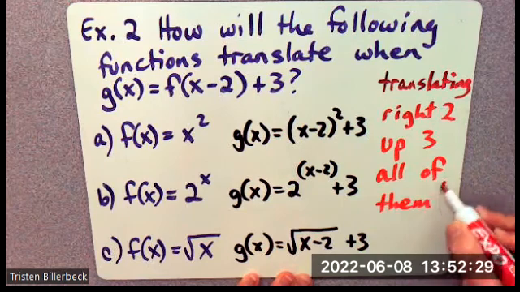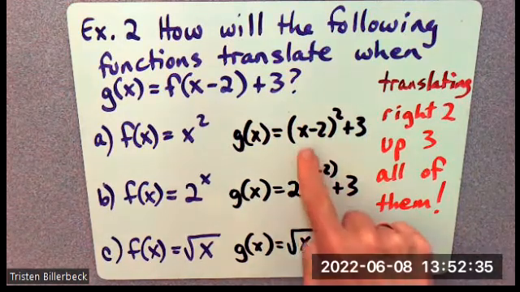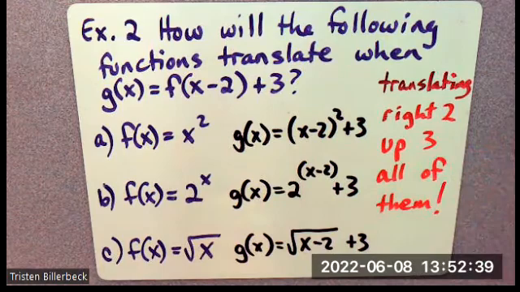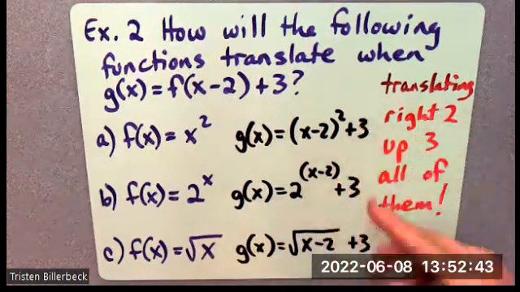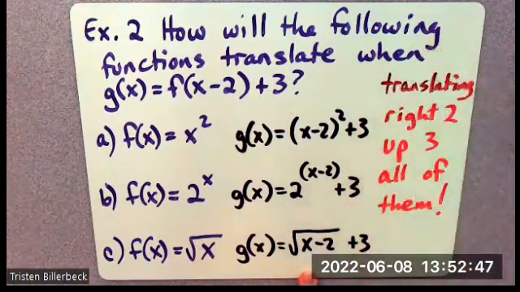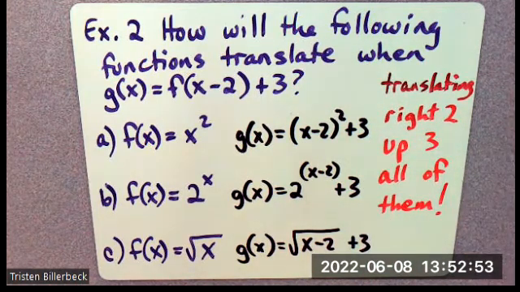Isn't that easy? Okay, so we mustn't make it too hard on ourselves. When we see x minus 2 in there, that's a right translation of 2, and it's pretty self-explanatory. When it's not in a grouping symbol, it's a direct translation up or down.